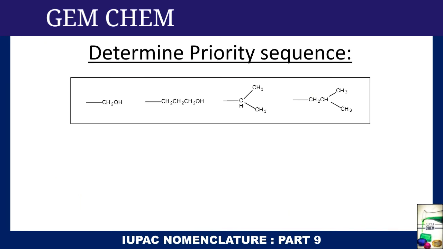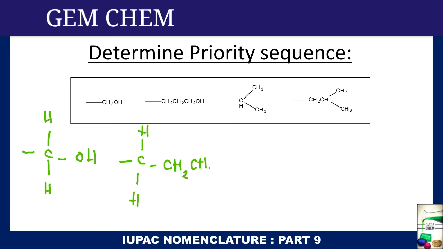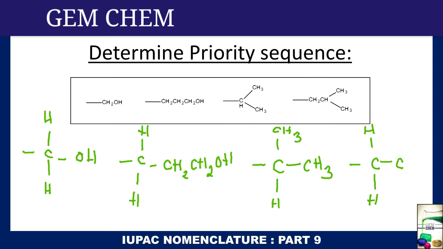Okay. Now we will try out and practice to determine the priority sequence. If we mark it as CH, we have to open the structure and write it in order to get the correct priority sequence. CH, H, C, H2, CH2OH. This one is CH, CH3, CH3, and here that is CH, H, C, CH3 and CH3, and here is a hydrogen.